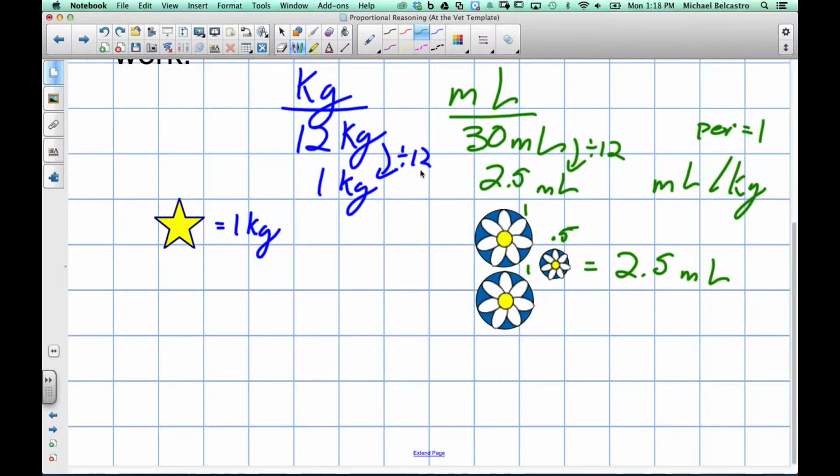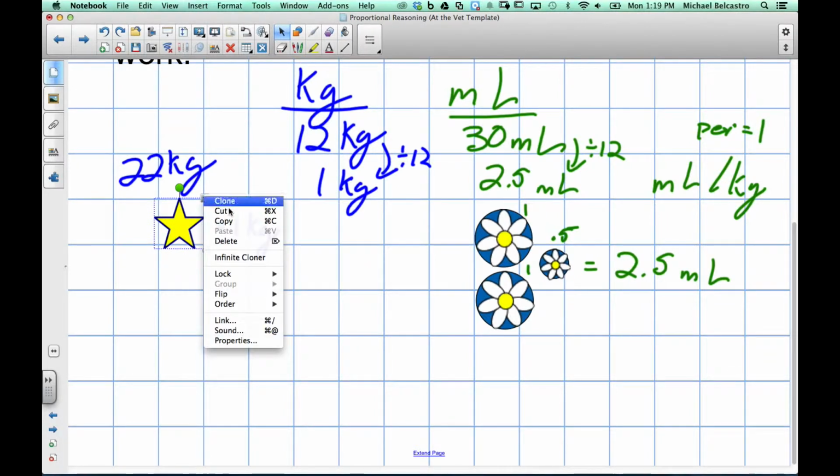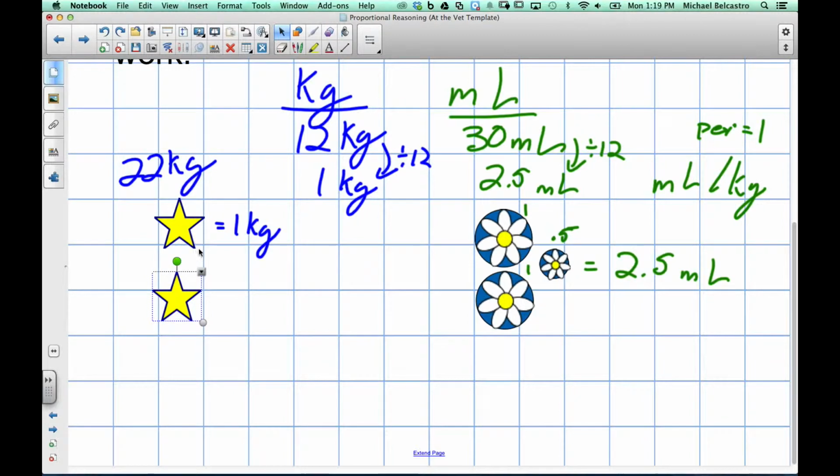The information we had, okay, was under kilograms, and we knew that the dog was a 22-kilogram dog. So we need quite a few stars here, okay? So we're going to start duplicating. And I'll show you a fast way to duplicate, but we'll start off simple, okay? I'm going to start off by just cloning this. So here's another one. So now we're at the value of 2.